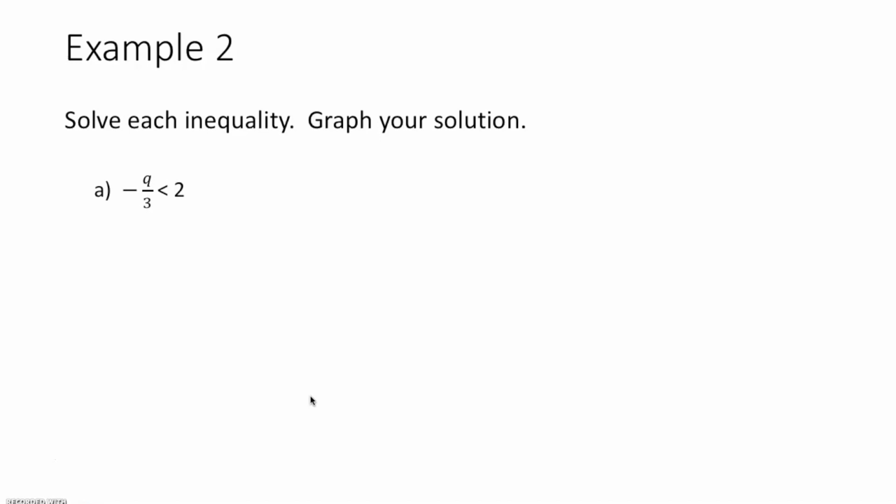Example 2, we're doing the same thing here. We want to solve this inequality. So here, simplify, move, solve. First, can we simplify either side? No, not yet. Next, can we move our variable to the left? It's already there. Perfect. Next, we need to move our constants to the right.